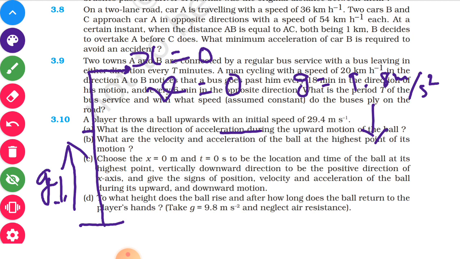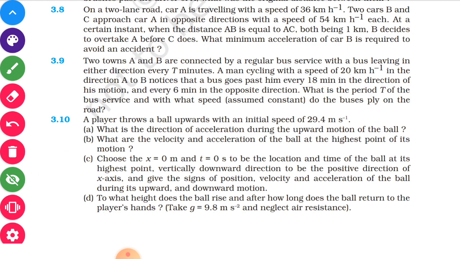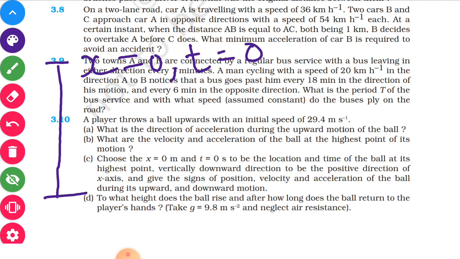Okay. Now see, choose x is equal to 0 and t is equal to 0 to be the location and time of the ball at its highest point. So this is the thing which I have shown. Okay, say this is the highest point, and this is taken x is equal to 0 and at t is equal to 0. Okay, vertically downward direction is positive, so here positive values are there, and upward will be having the negative values. Okay, so this is given. According to that only we have to give the answer of this C.